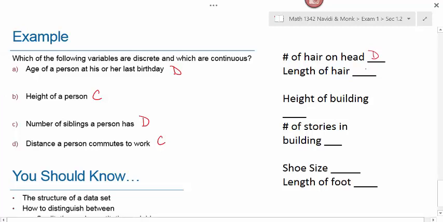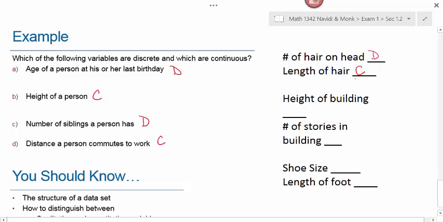Whereas the length of your hair would be continuous, not because it's growing, but because length can be measured on a continuum. It could take on any value at any level of precision. So your hair could be 4.375269 inches long. You could be more precise or less precise as you desire, but it's possible to break down the length of hair to that level of precision.